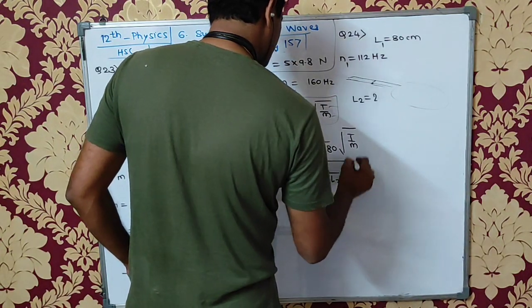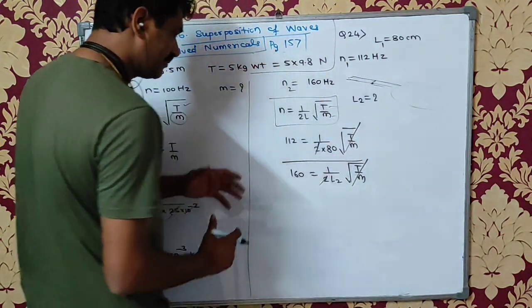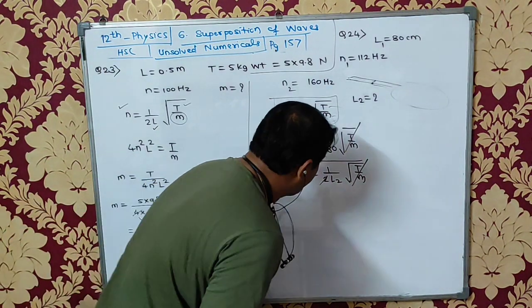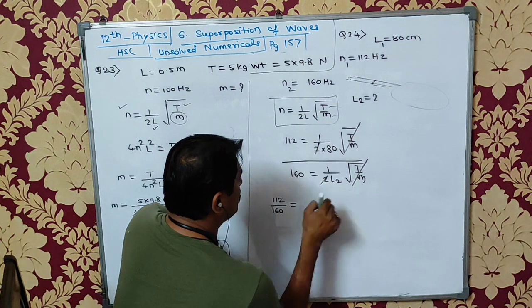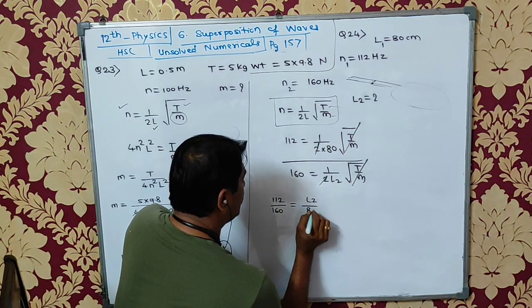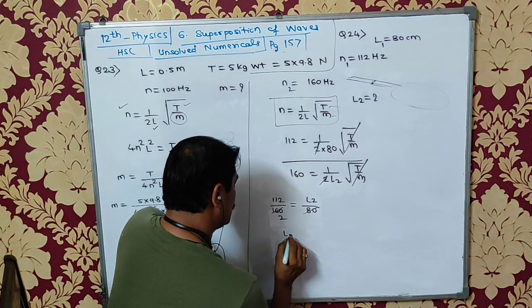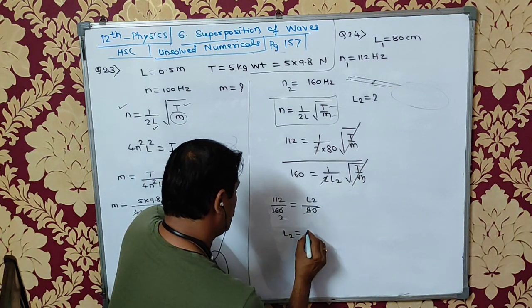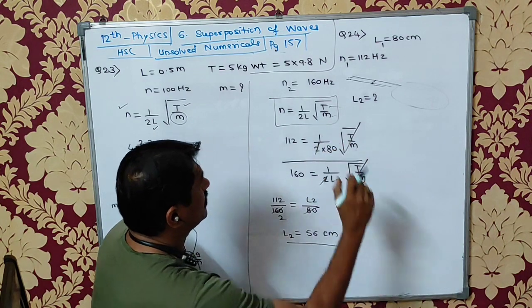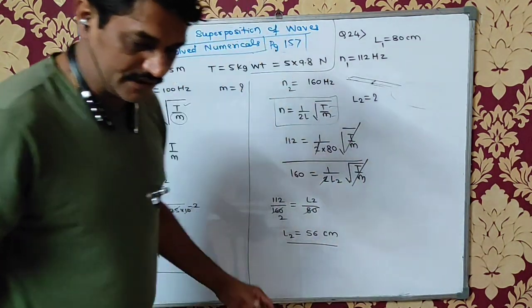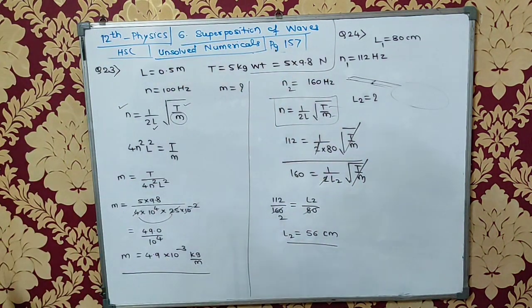So square root of T by M gets cancelled, 2 gets cancelled. So what remains there is 112 upon 160 is equal to L2 upon 80. So L2 is equal to 56 centimeter. पर उसको प्रेस करना पड़ेगा 56 centimeter. He has to press the string at 56 centimeter. That is the answer. Is this clear to you all?